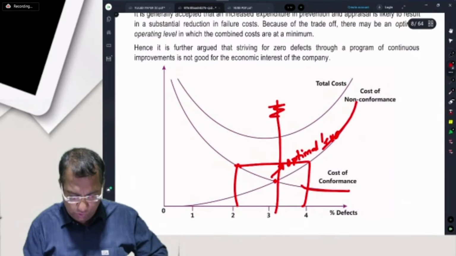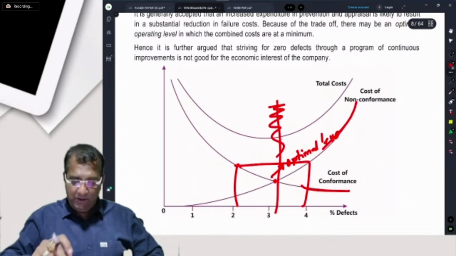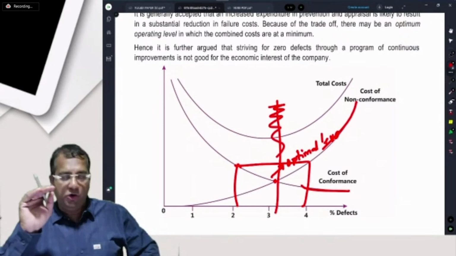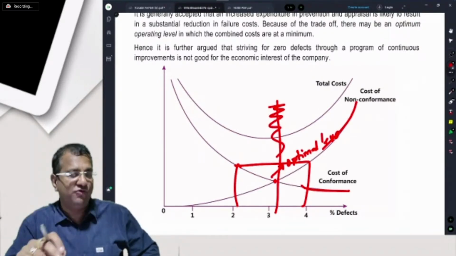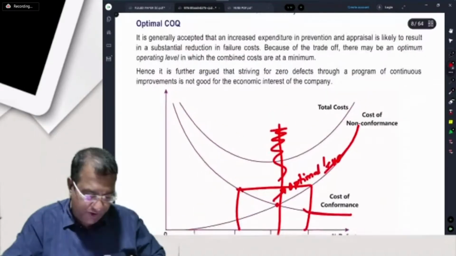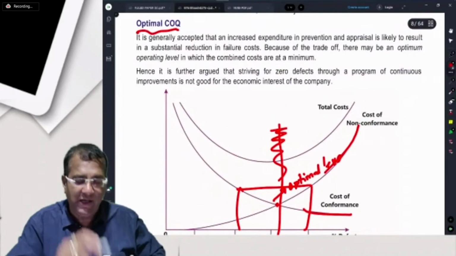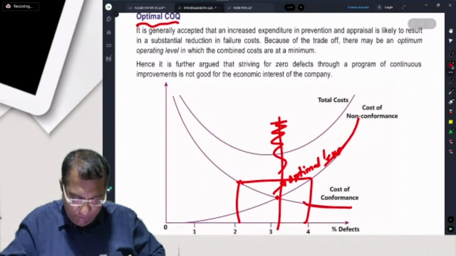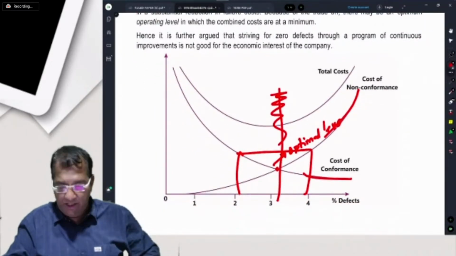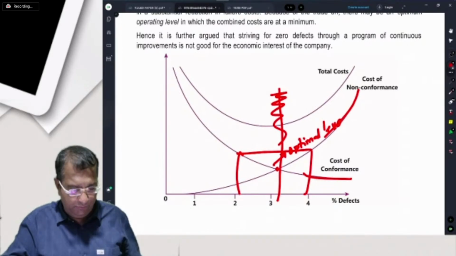So this one is known as optimal level, जहां पर आपकी conformance cost और non-conformance cost minimum आए, दोनों मिला के, that is known as the optimal COQ, that is the cost of quality that will maximize my profit. The cost of quality that will maximize my profit. Clear, beta? So please write it down.